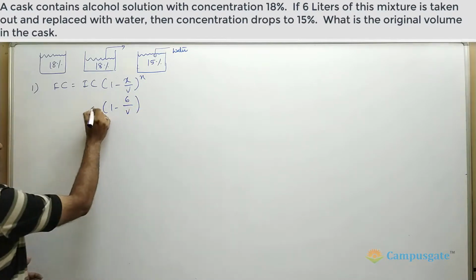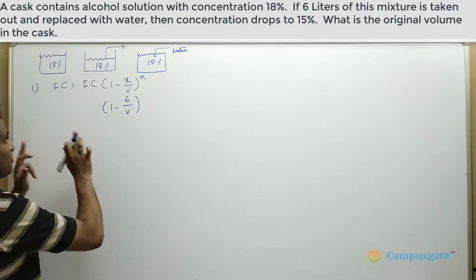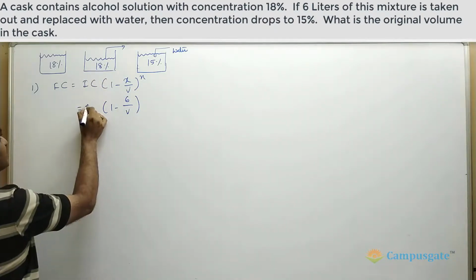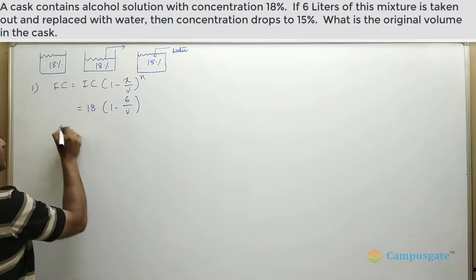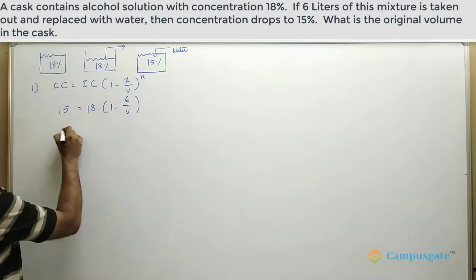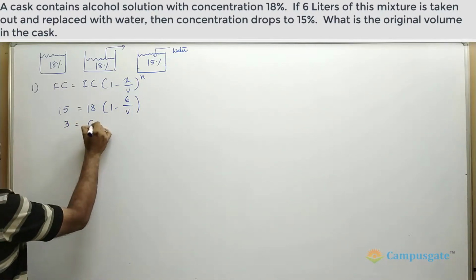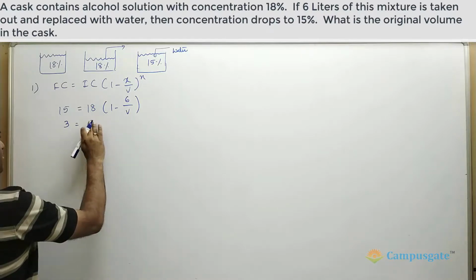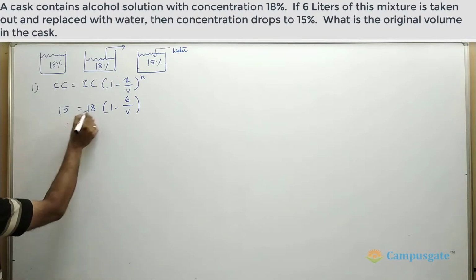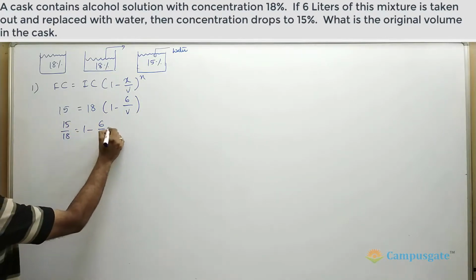So v. Now because we are adding pure water to it, we have to take the concentration of alcohol here. Therefore the initial concentration is 18%, final concentration is 15%. Now just simplify this equation. 5 goes 3 times here, 5 goes 6 times. Let us simplify this. Let us bring this 18 to here: 15 by 18 equals 1 minus 6 by v.